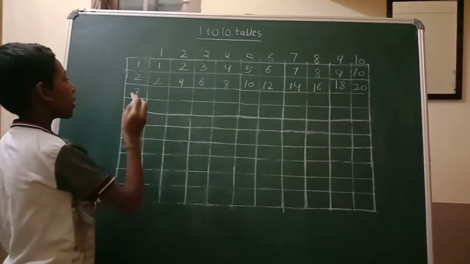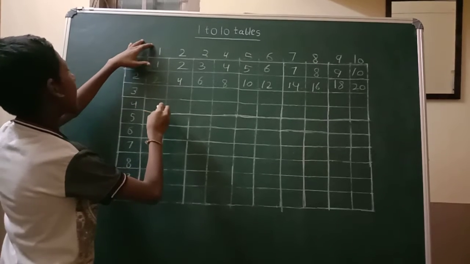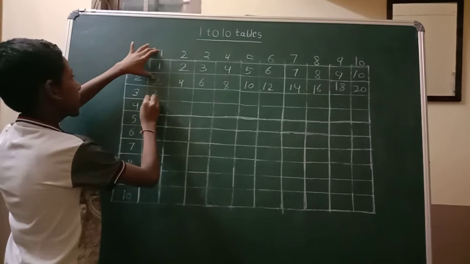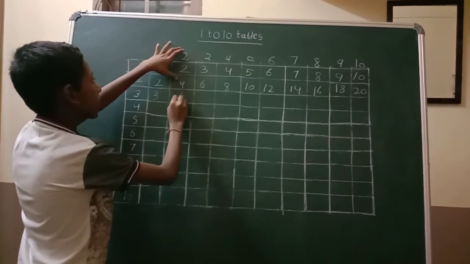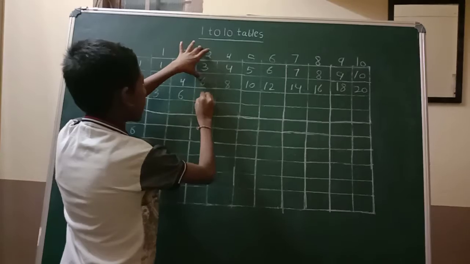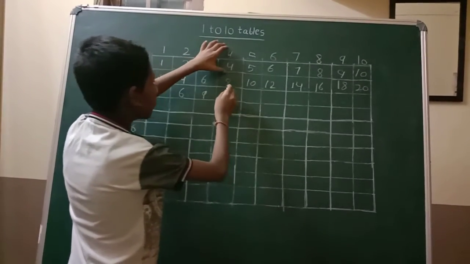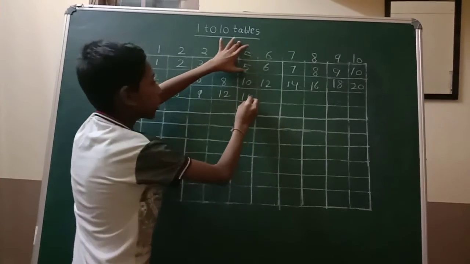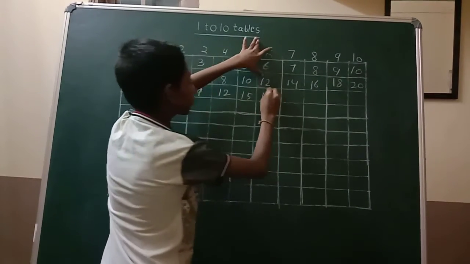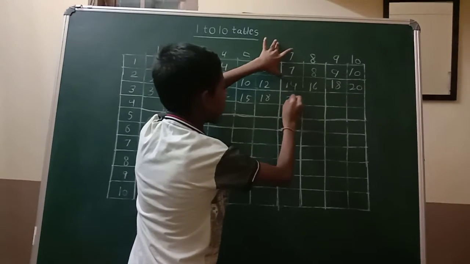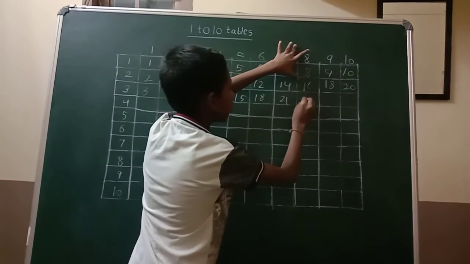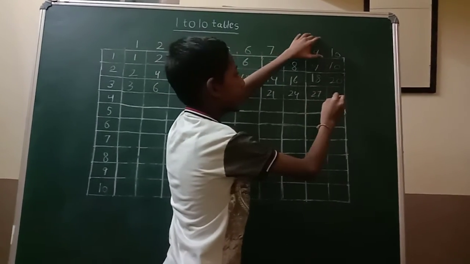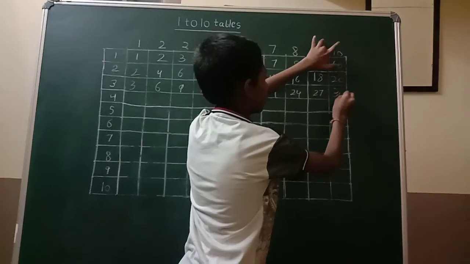I am writing table of 3. We should add heading and table of 2. 1 plus 2, 3. 2 plus 4, 6. 3 plus 6, 9. 4 plus 8, 12. 5 plus 10, 15. 6 plus 12, 18. 7 plus 14, 21. 8 plus 16, 24. 9 plus 18, 27. And last, 10 plus 20, 30.